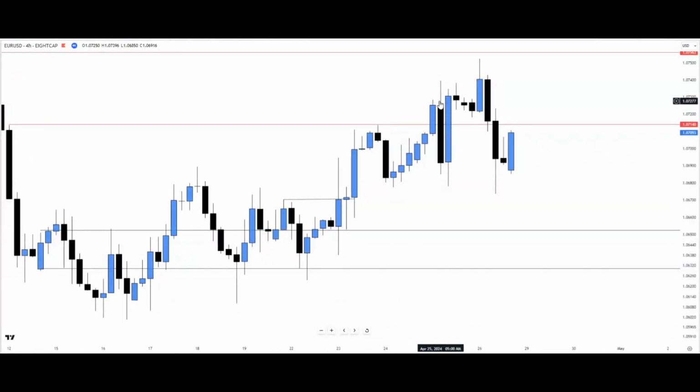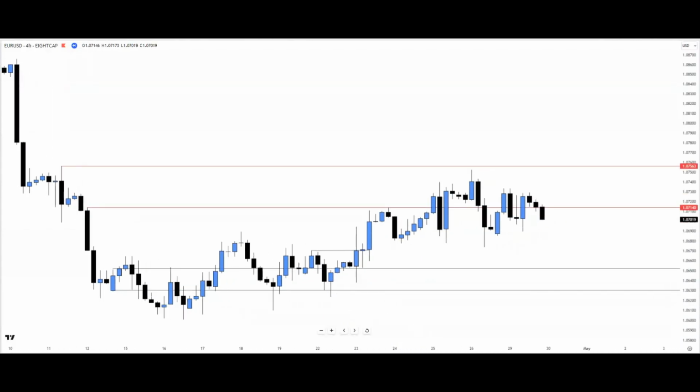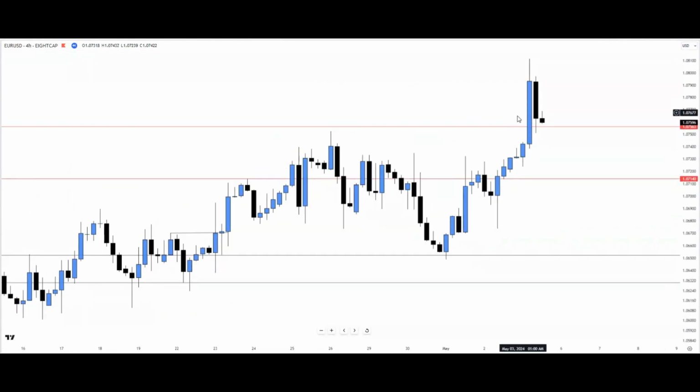So we can see price pierced the first draw on liquidity, almost reaching the second draw on liquidity, but failed to reach it. So let's just see if price reaches into it completely or comes back and takes out this low right here. So let's see what price does. So price eventually took out this particular second draw on liquidity. But if you had aimed for the first draw on liquidity, you would still have been profitable.